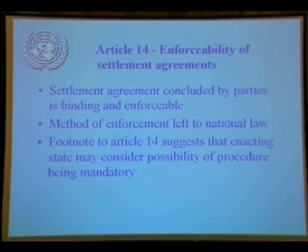And lastly, which is probably the most important, I could talk about this for an hour, is enforceability of settlement agreements. Essentially, this is one of the most controversial and one of the most important articles in the model law. What it does is it simply says that the settlement agreement that's concluded by parties is binding and enforceable, but it leaves the method of enforcement to national laws because it was considered just impossible to try and find one method of enforcement.